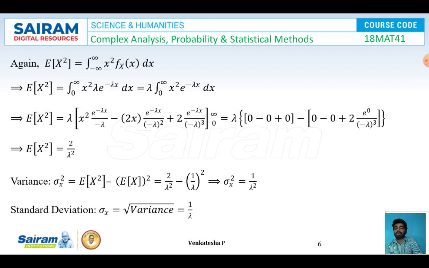2 by lambda square. Now I'm going to find the value of variance. It is given by sigma x square is equal to expectation of x square minus expectation of x whole square. I'll be getting 2 by lambda square minus 1 by lambda whole square. After simplification I got variance, or sigma x square, is equal to 1 by lambda square, and we know that standard deviation is given by square root of variance. So I got sigma x is equal to 1 by lambda, which is the standard deviation.